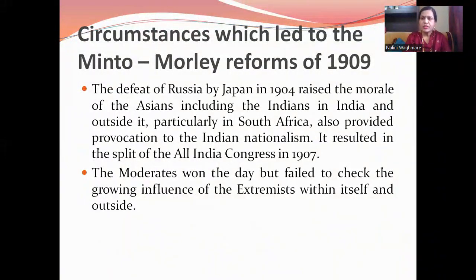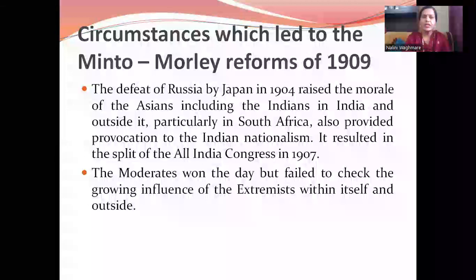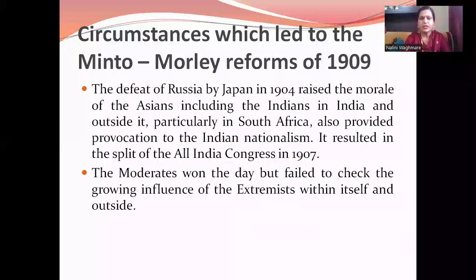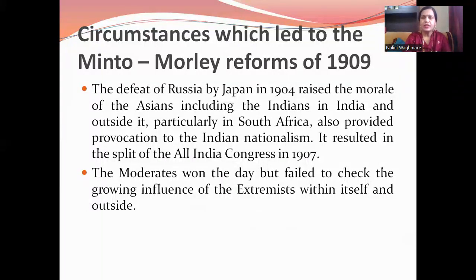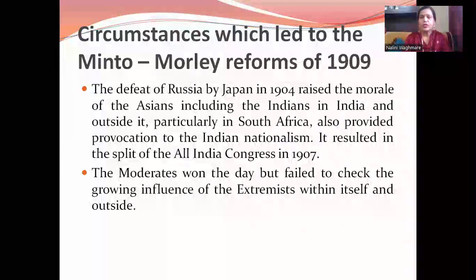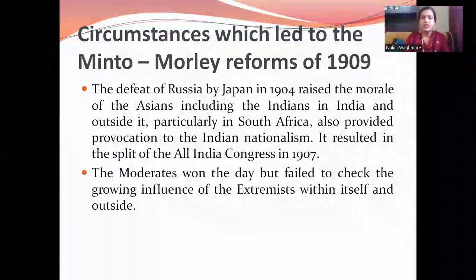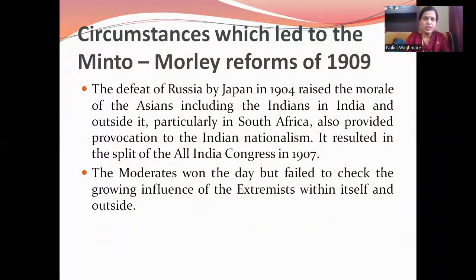One more reason is the defeat of Russia by Japan in 1904, which raised the morale of the Asians, including the Indians in India and outside India, particularly in South Africa, and also provided provocation to Indian nationalism. It resulted in the split of the All India Congress in 1907. The moderates failed to check the growing influence of the extremists within and outside the Congress. Japan defeated Russia and argued for Asia for the Asians. This was one more impact, and the British wanted to control India. That's why they introduced this Act.